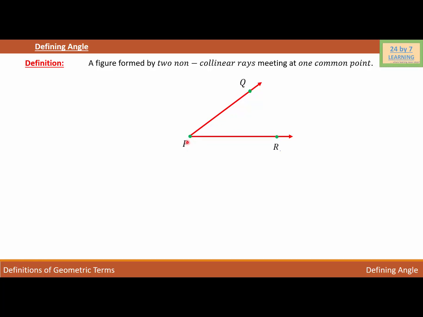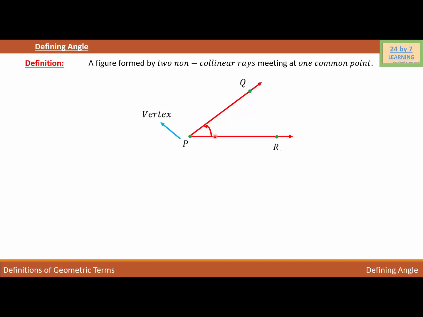As you can see, this is point P where two non-collinear rays PR and PQ are meeting. So this point P is basically known as the vertex. Now, as we can see, these two rays PQ and PR make an angle, which is this angle, and you need to remember that we measure the angle in counterclockwise direction.